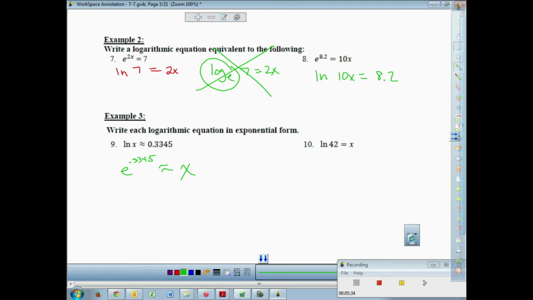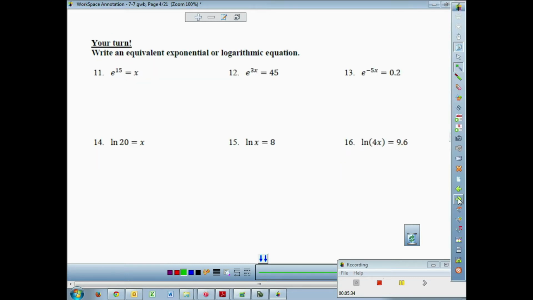Give number 10 a try real quick. Rewriting it exponentially. Yeah, e to the x equals 42. Cool. Awesome. Your turn. All 6 of them, right? Do what they tell you. Write an equivalent exponential or logarithmic equation. Get all 6 of them done. If they give it to you exponential, rewrite it logarithmic. If they give it to you logarithmic, rewrite it exponential. Same thing we just did.